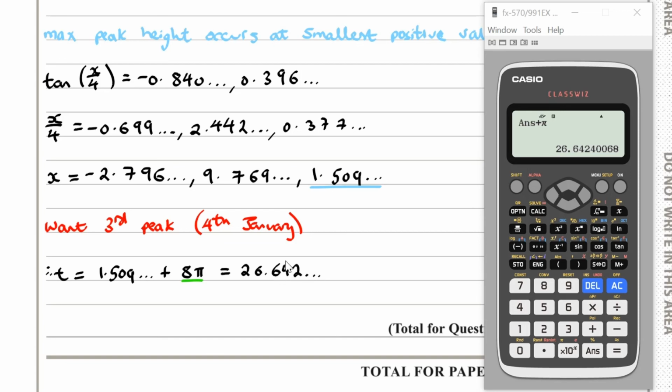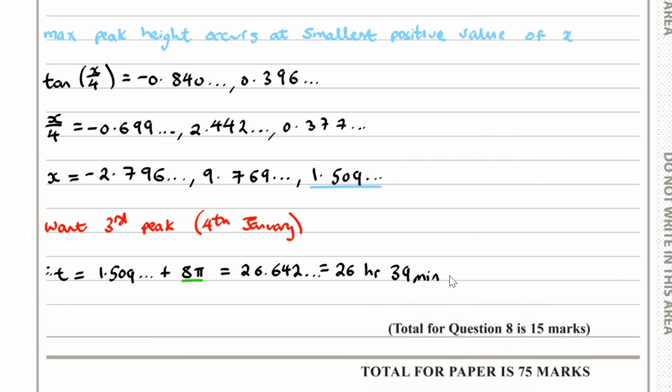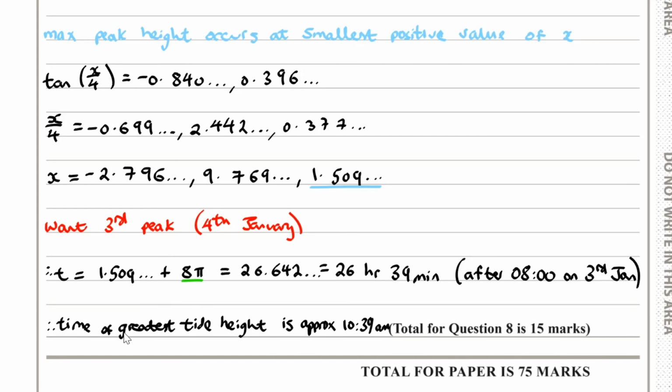And it turns out we got a value of 26.642, etc. So what does this mean? Well, this is the same as 26 hours, and then times this by 60, and we have 26 hours and 39 minutes. It's 29 hours 36 minutes after 8 AM on the 3rd of January. Okay, so therefore the time t, let's just write this down. We see that the time of the greatest tide height is approximately 10:39 AM. So that over here is our final answer, 10:39. Okay, so that's the end of this paper.